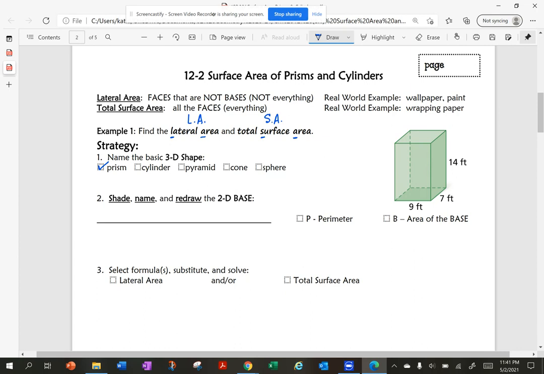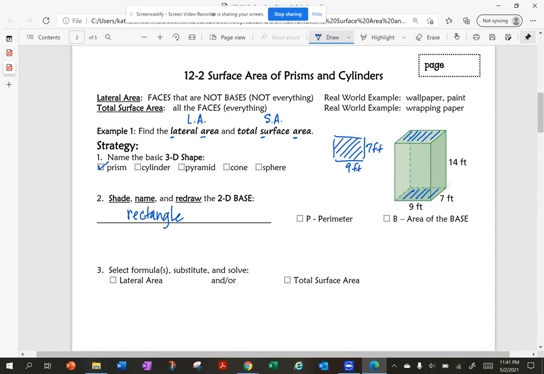Next, I want to shade, name, and redraw the two-dimensional base. In this particular example, I'm going to choose the top and the bottom as the base. So I'm going to redraw that here. The dimensions of this base are 9 feet by 7 feet. So I'm going to shade, name, so this is a rectangle, and redraw the base.